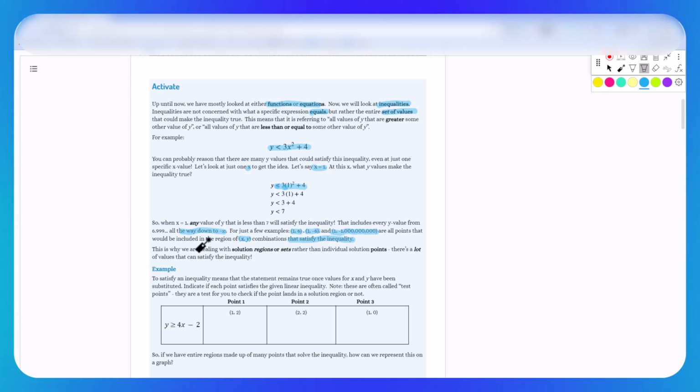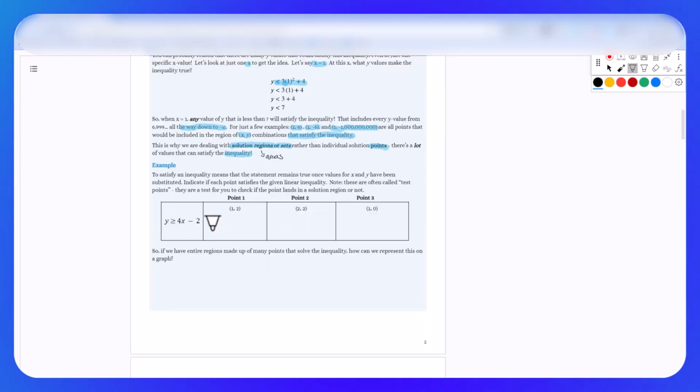Now, these regions that we're dealing with are called solution regions or solution sets. And rather than individual points, there's a lot of values that can satisfy the inequality. In particular, we're going to notice that these regions are areas. So let's look at an example.